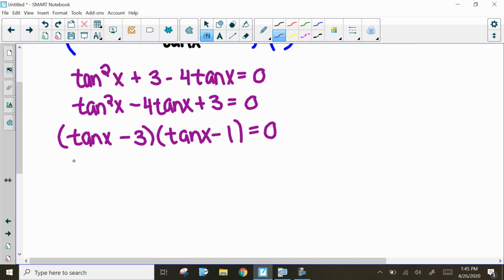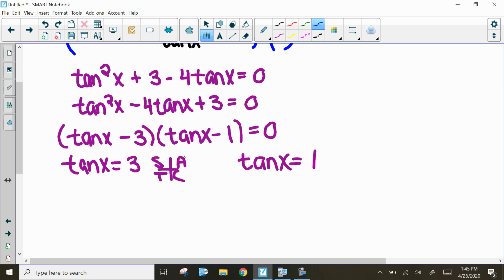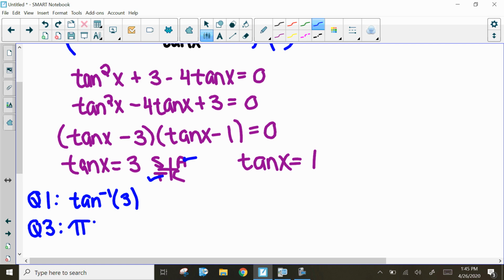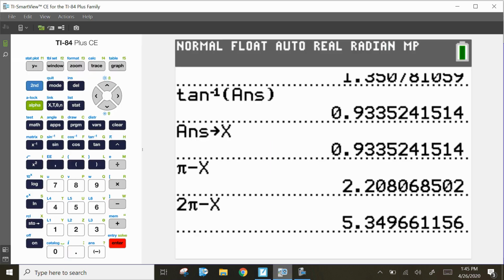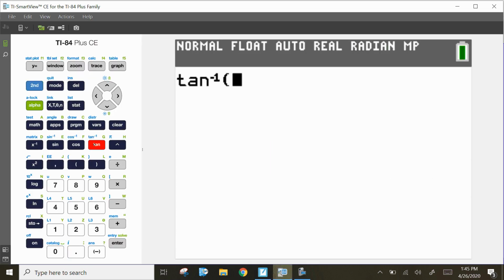Remember, tangent domain is all real, so these should both work. Tangent of x is 3, and tangent of x is 1. All right, tangent of x is 3. That definitely does not work for a 30, 60, 90 or 45, 45, 90 triangle, but it's positive. So tangent is positive in quadrants 1 and 3. So in quadrant 1, I'm doing inverse tangent of 3, and in quadrant 3, I'll do pi plus that same inverse tangent of 3 value. So go to the calculator, figure out what's inverse tangent of 3.